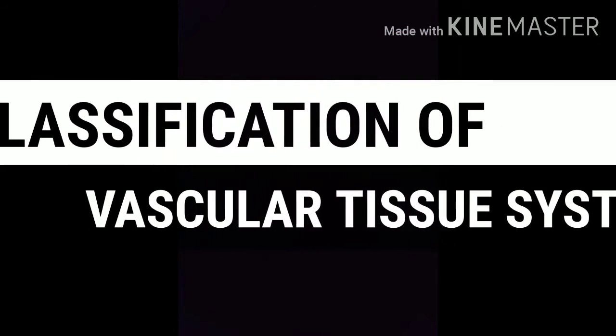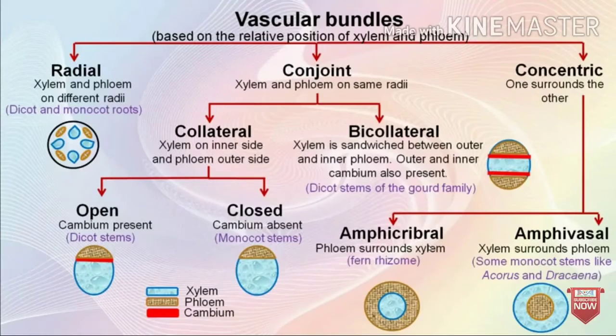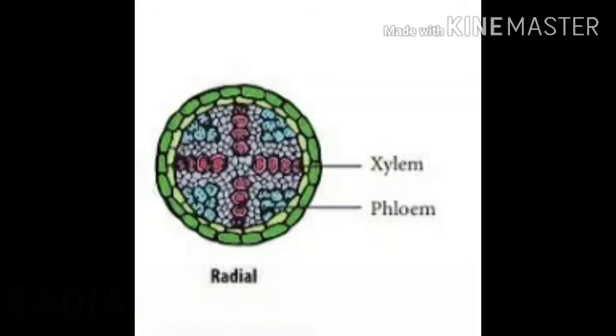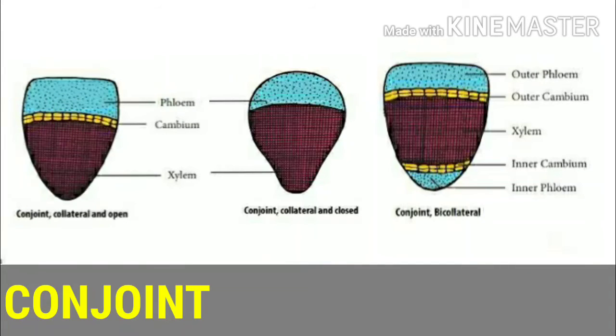There are three different types of vascular bundles, namely radial, conjoint and concentric. First one, radial bundles. In radial bundles, xylem and phloem are present in different radii, alternating with each other. It is present in roots. Second type, conjoint bundles. In this type, xylem and phloem lie on the same radius.